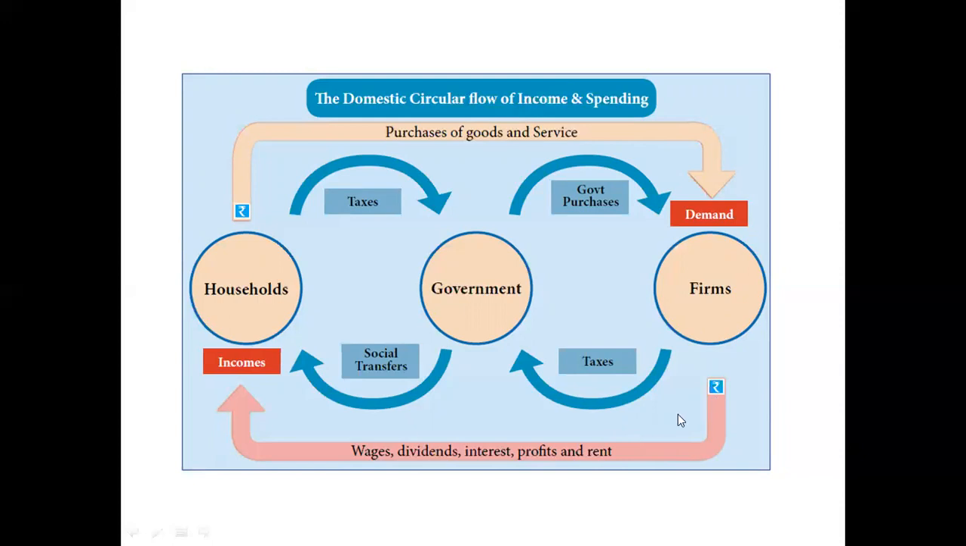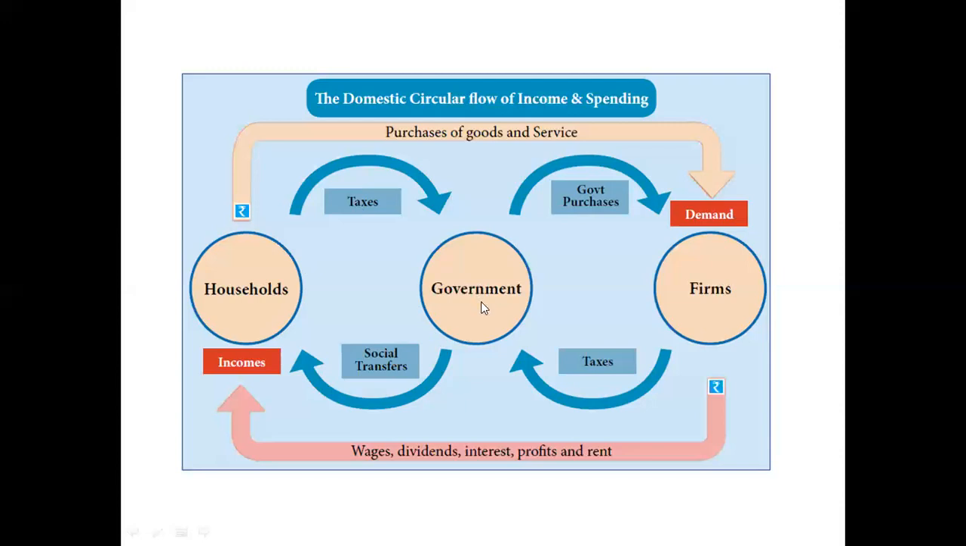This is the mode of payment moving from firm to household. And the inner circle, government. The government will collect the revenue income from the household by way of taxes. And also spend some income for people's welfare by way of social transfers, making development activities, and other activities. That is called social transfers. The income flows from the government sector to the household sector.